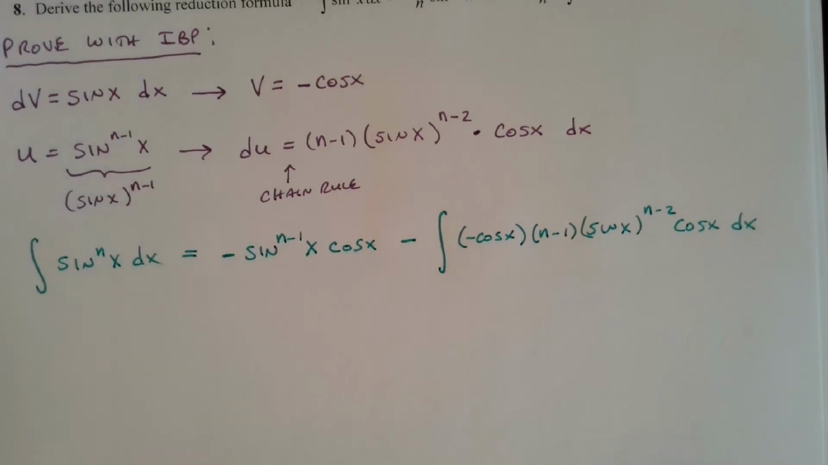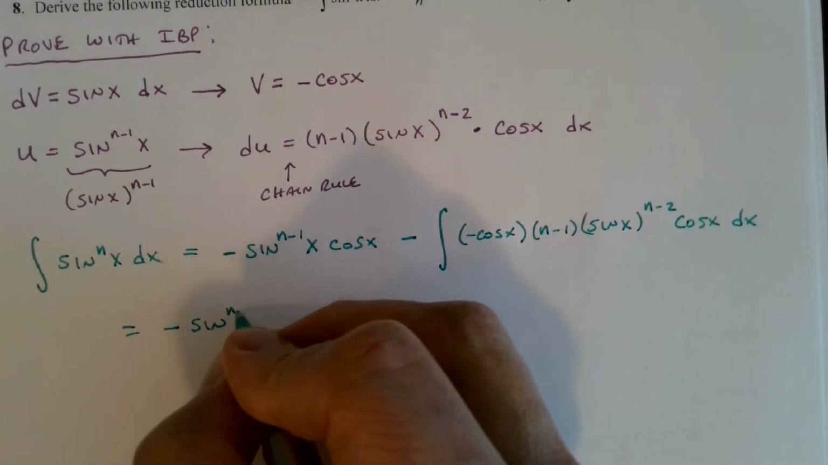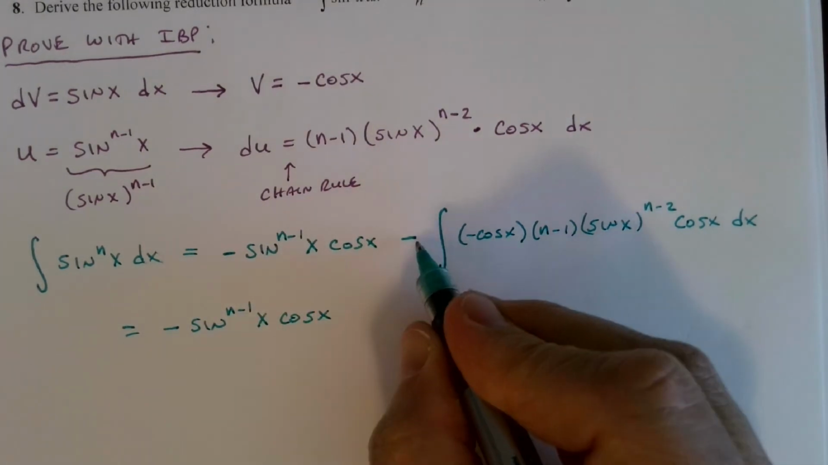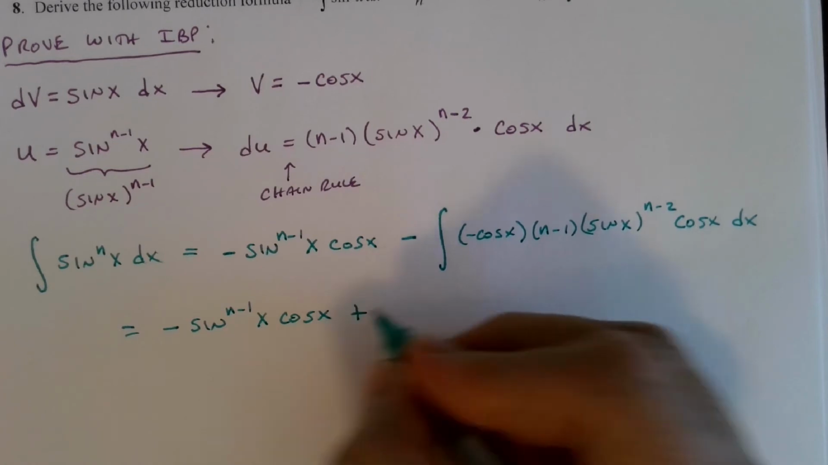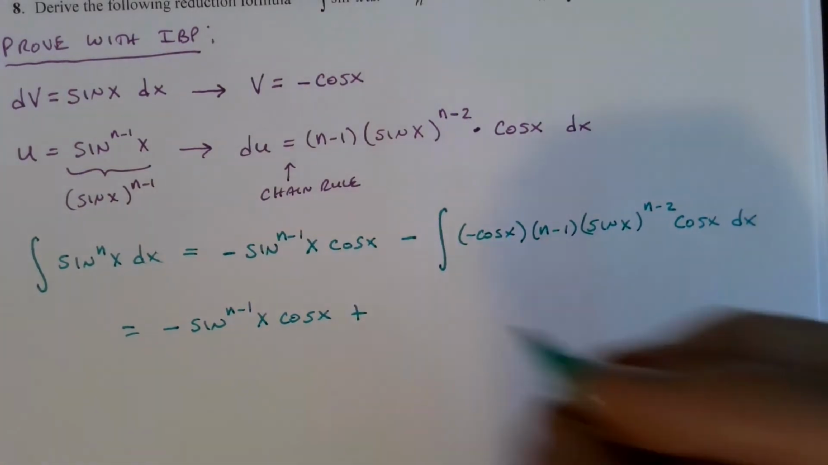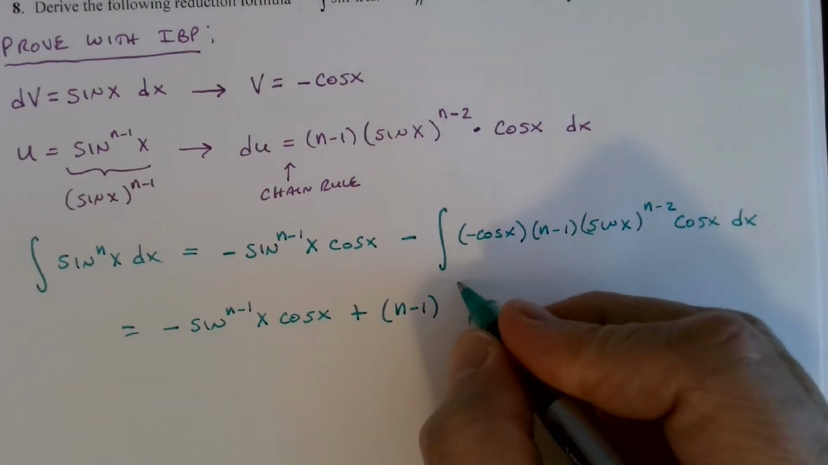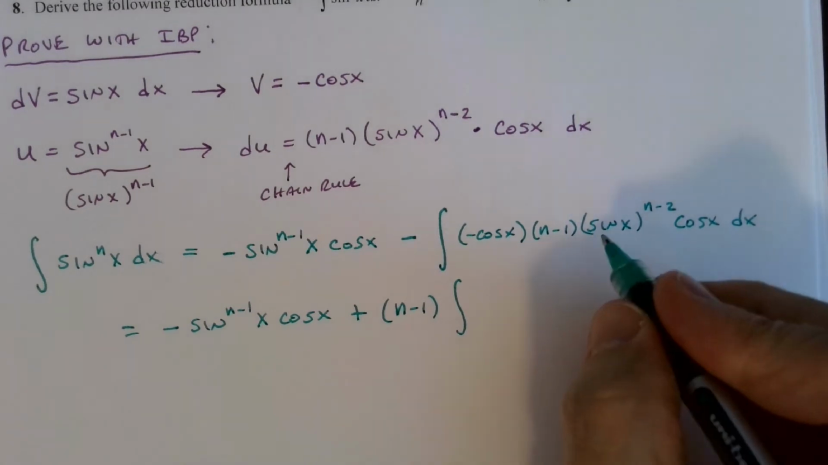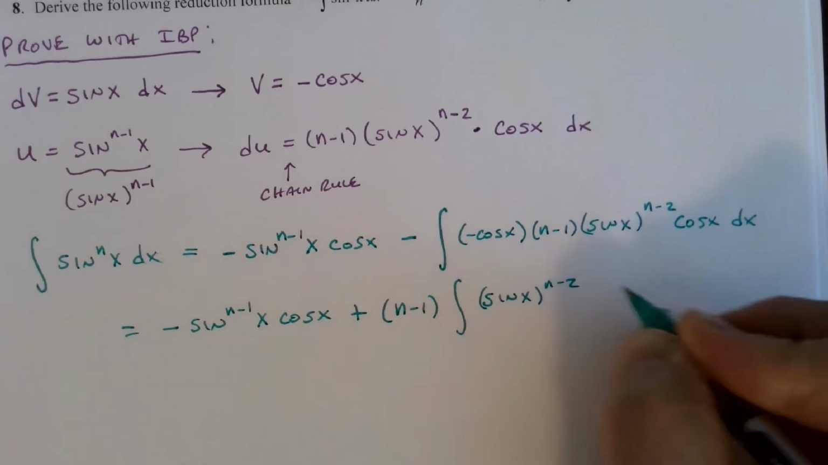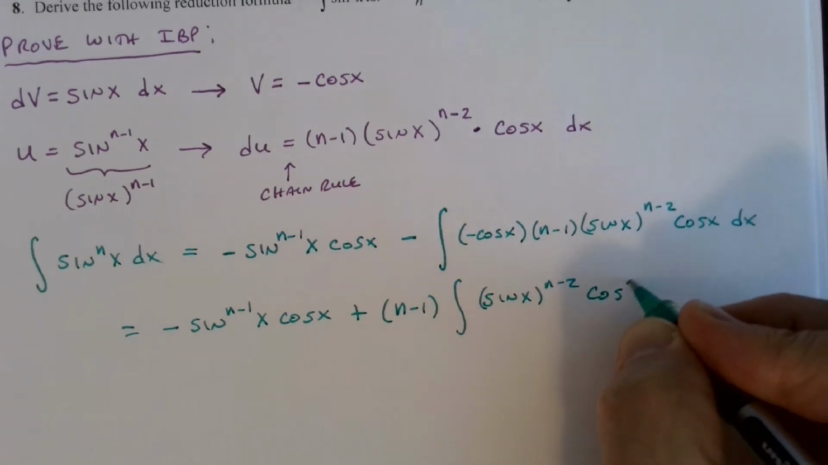Now I'm going to clean this up a little bit. I've got minus this stuff, I'm going to leave the same, and I've got minus minus is plus. And this n minus 1, that's a constant. n is a constant, n minus 1 is a constant. I'm going to pull that outside. The only thing that's a variable is x in the integral. And then I've got sine of x to the n minus 2 power times cosine squared x.